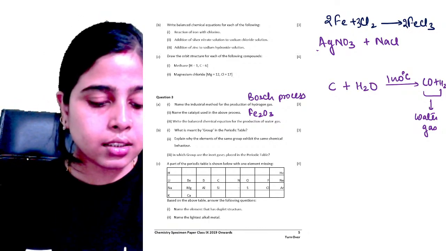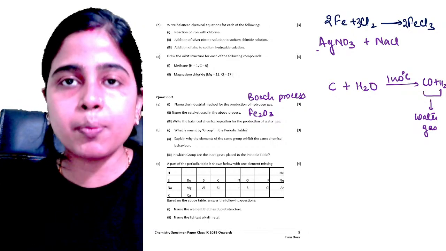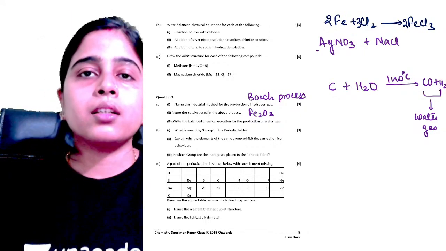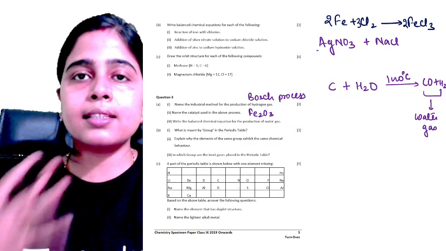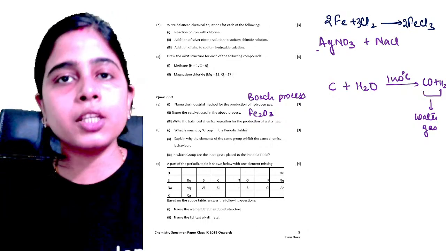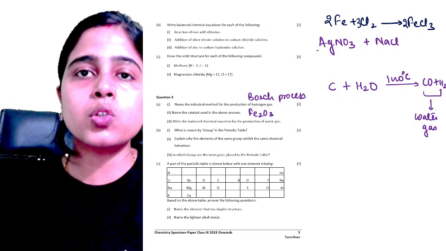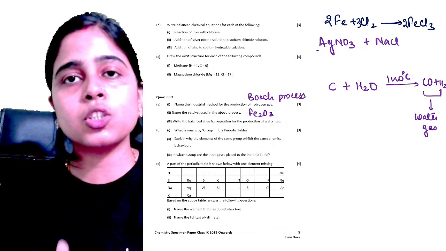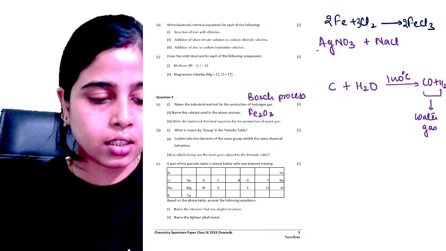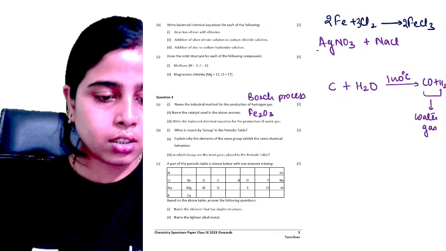Yes, Siddharth, phosphorus shows variable valency. It shows variable valency because sometimes, instead of losing electrons only from the valence shell, phosphorus also loses electrons from the penultimate shell, due to which it can show variable valency. Clear?